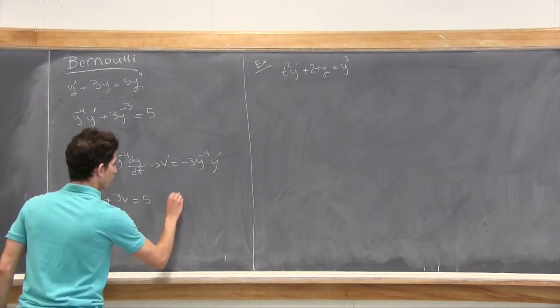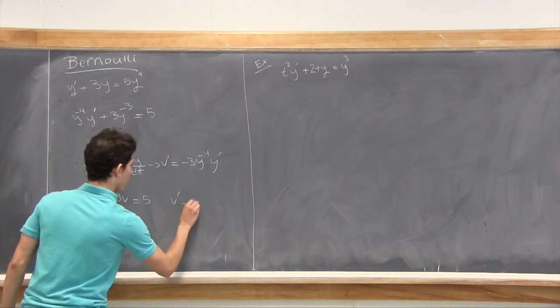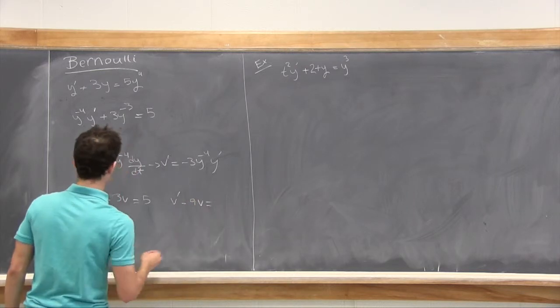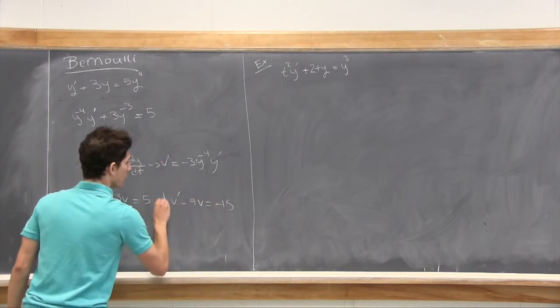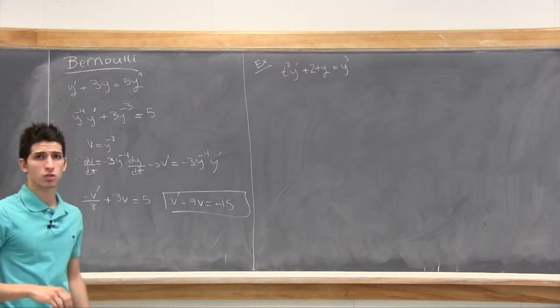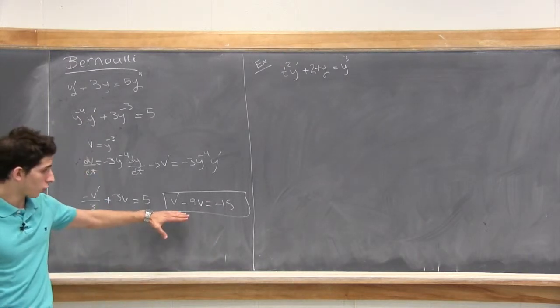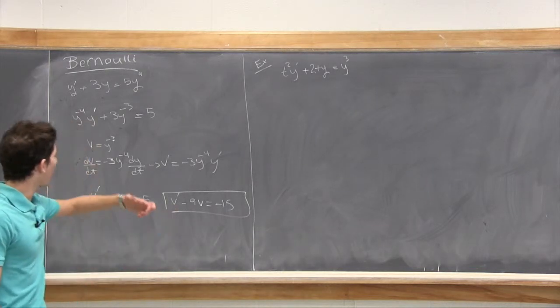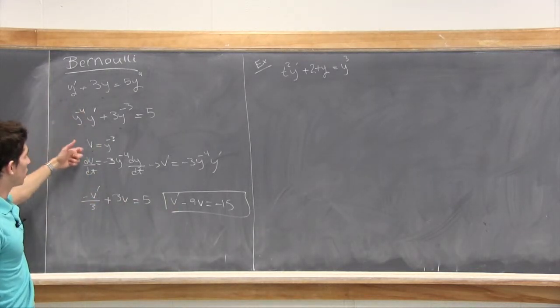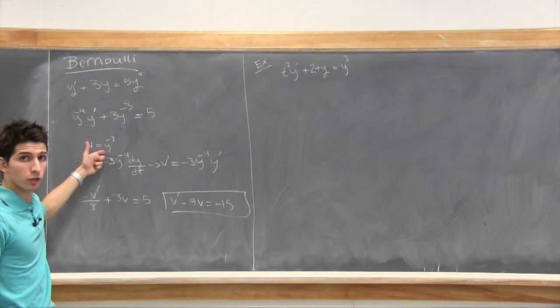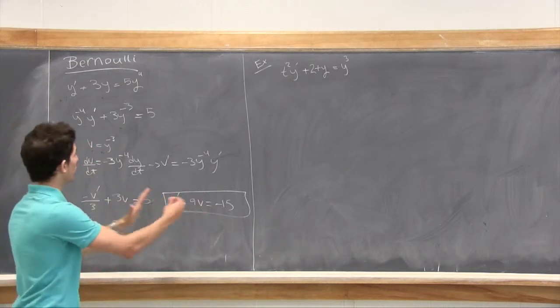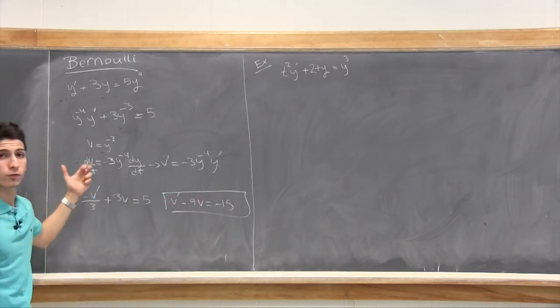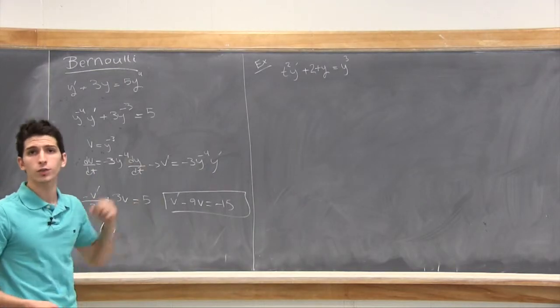So we have v prime minus 9v is equal to minus 15. And that's a very, very simple equation to solve. But remember, when you solve this equation, you're going to get v equals something. You've got to go back and substitute in y for it, right? You're looking for y. So whatever you get, you're going to raise it to the third power, and you're going to get your y.